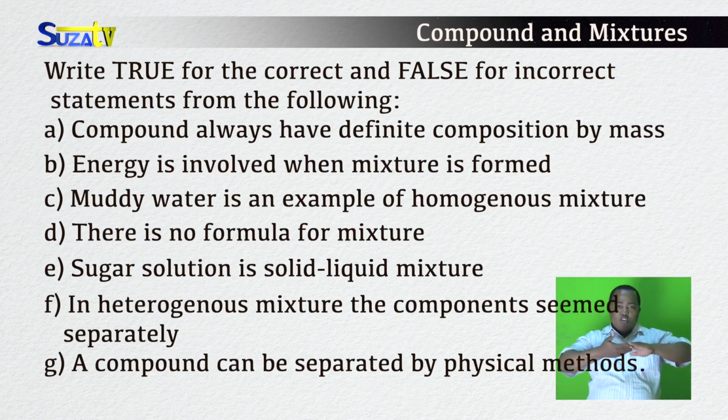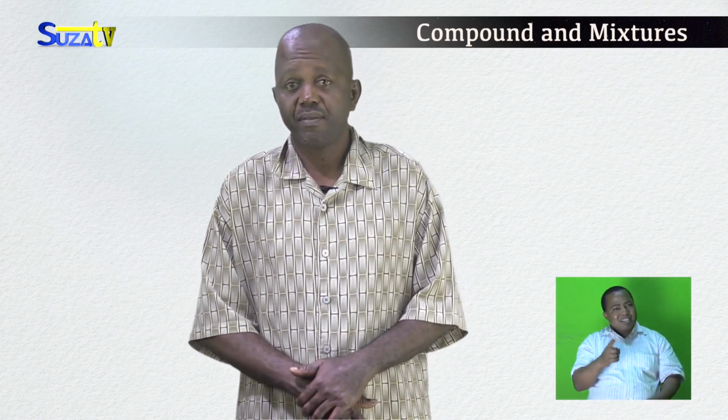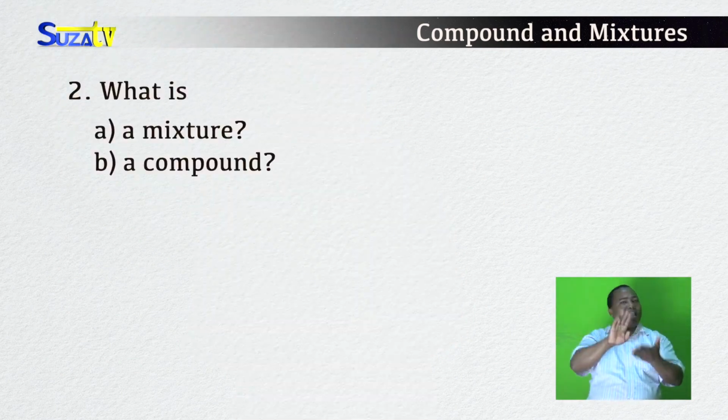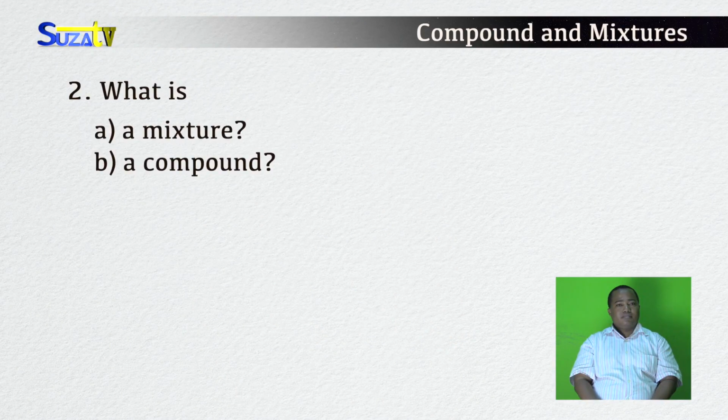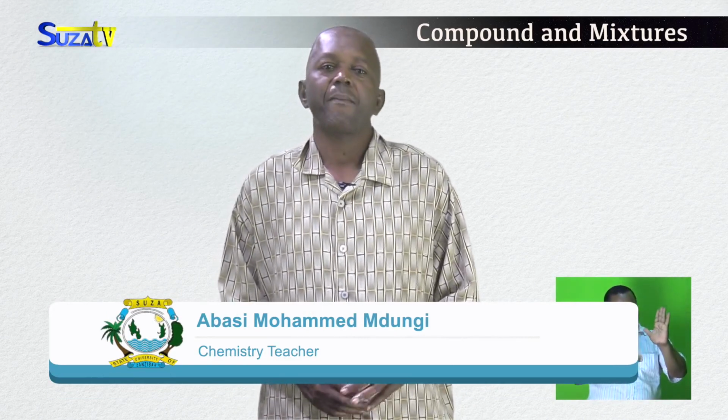Sugar solution is a solid mixture. In a homogeneous mixture, the components seem separated. A compound can be separated by physical methods. Question number 2. What is A, a mixture, B, a compound? Number 3. Group the following substances into compounds and mixtures.